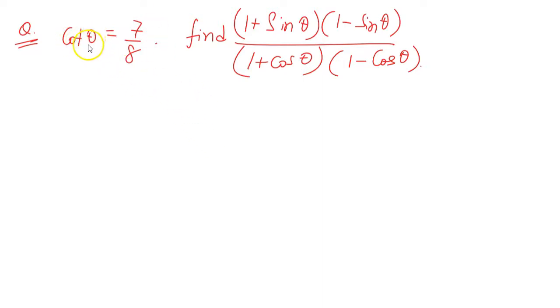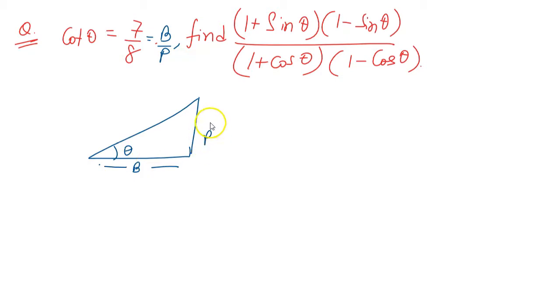If they have given you cot theta, we know cot theta is b by p, right? So take any right angle triangle, consider any angle, let's say this is theta. So this will be the base, correct? And this will be perpendicular. So if you do b by p, b is approximately 7. So I will take it, guys, 7k, right? Because it's not stated in the question that b is 7. This is just a ratio. That means if b is 7k, p is 8k, right?